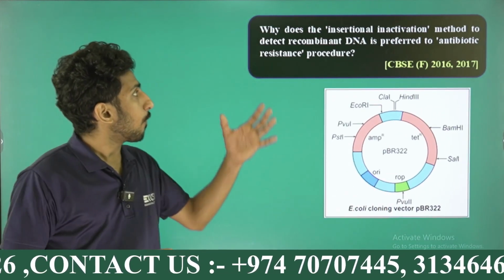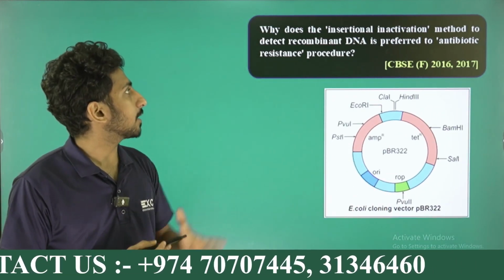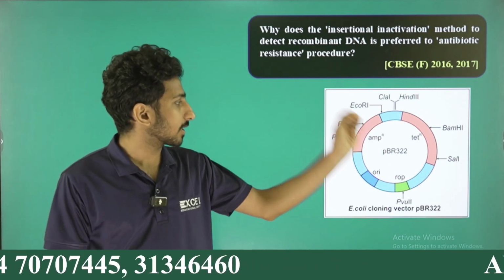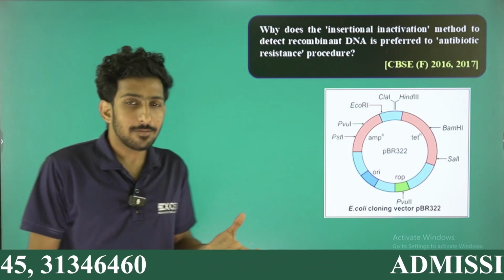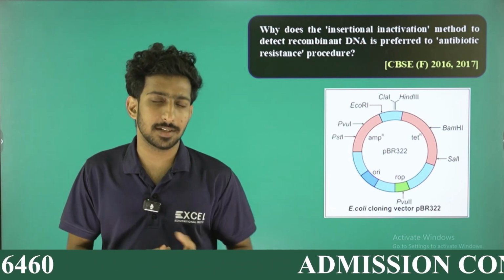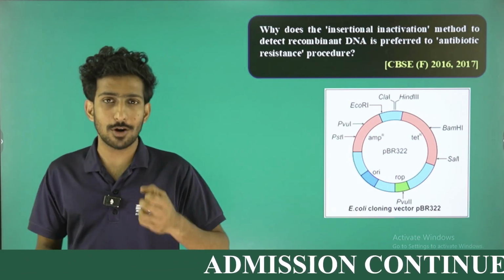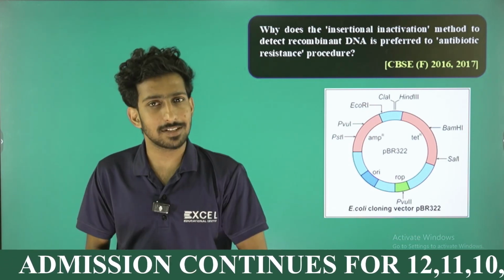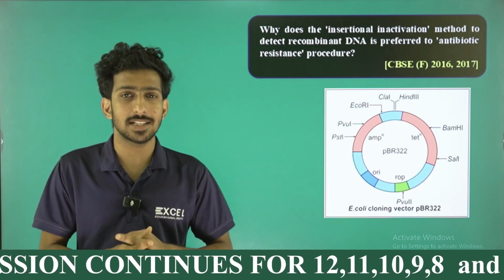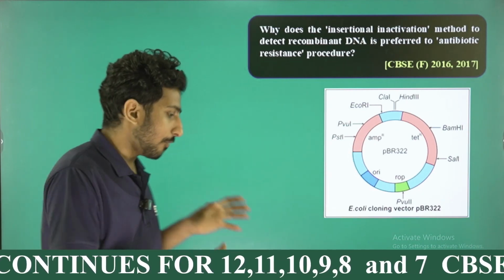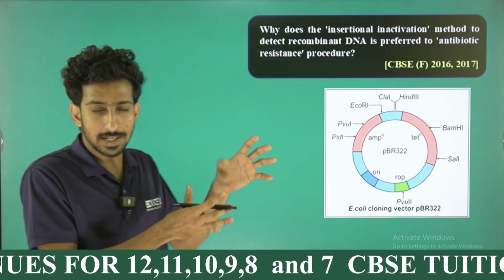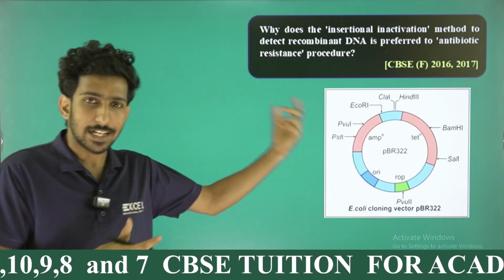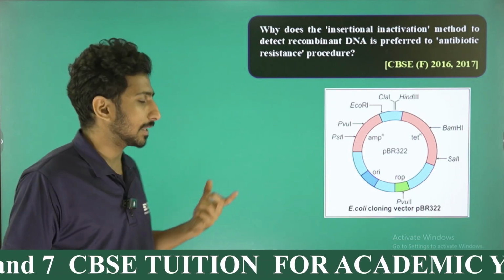Why is the insertional inactivation method to detect recombinant DNA preferred to the antibiotic resistance procedure? We can select the recombinants by two methods: one by using antibiotic resistance, and the second by using insertional inactivation. Basically, the two methods are based on insertional inactivation. First, in your book, we study selection by the antibiotic resistance method. Let's see how recombinants are selected by it.